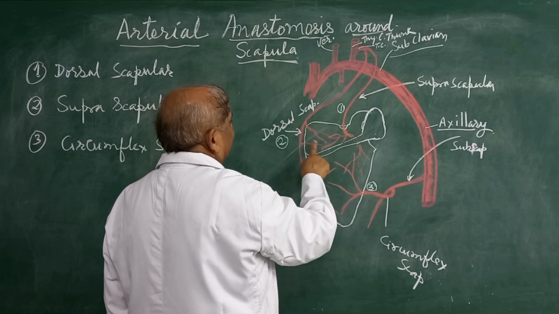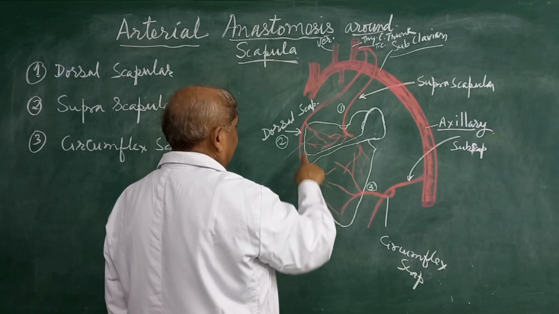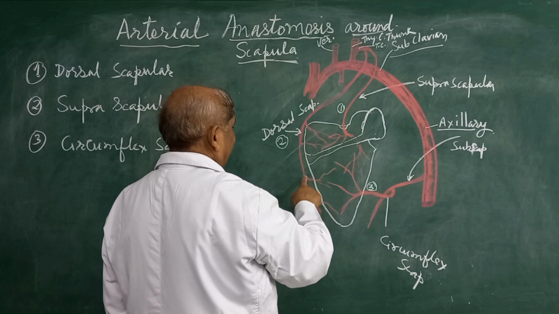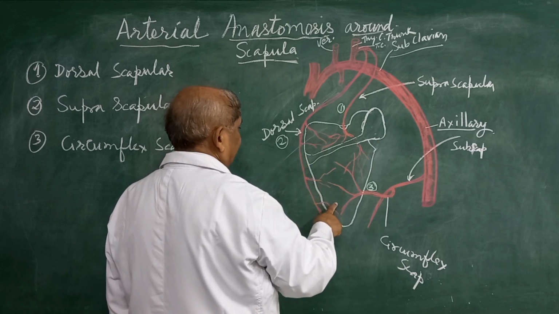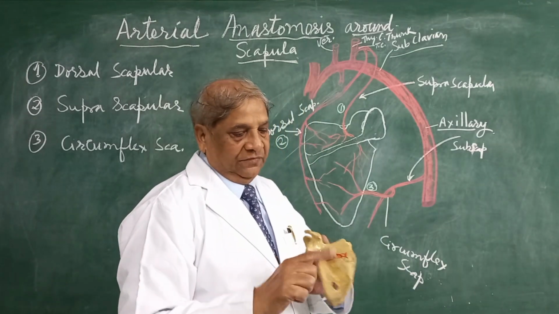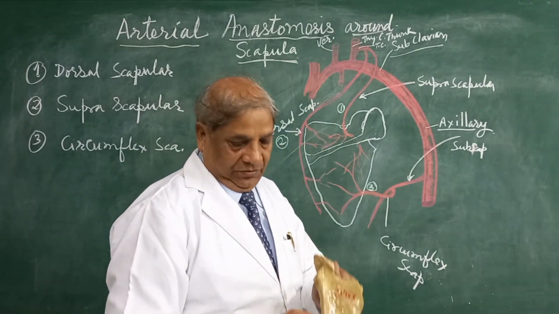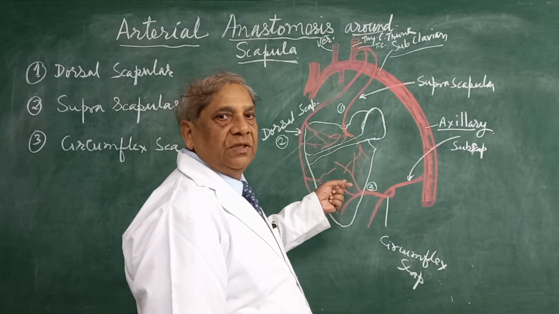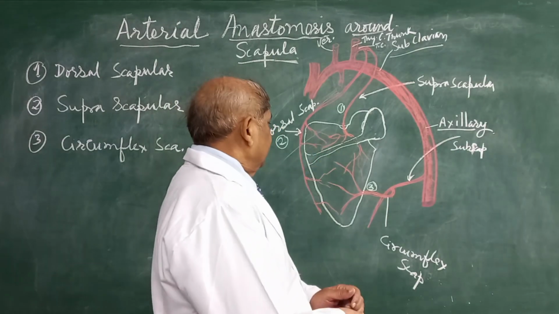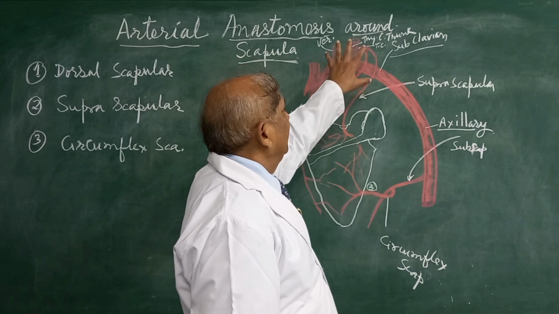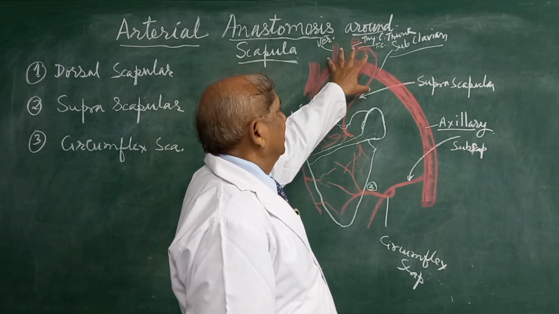This also gives branches and lies close to the medial border of the scapula. It sends branches to the supraspinous fossa, to the infraspinous fossa, and also onto the ventral aspect, which is the subscapular fossa. So these are the branches which are given on both the surfaces of the scapula. Then these are the branches from the subclavian artery.